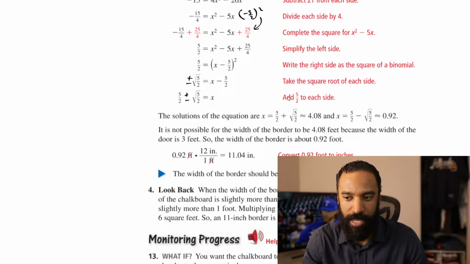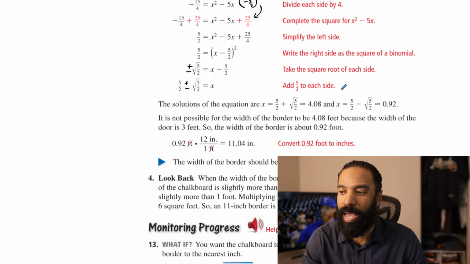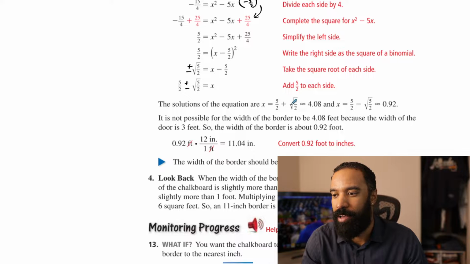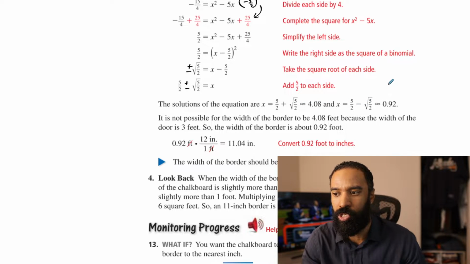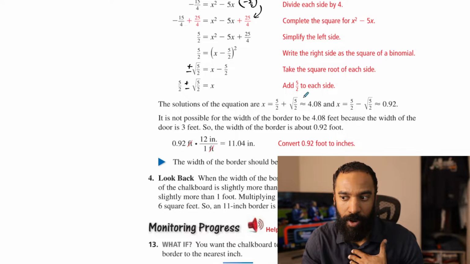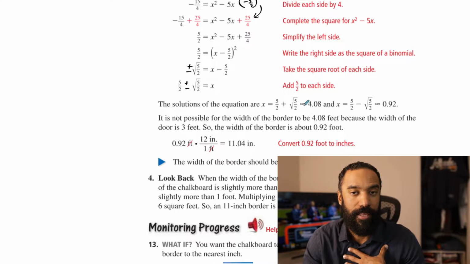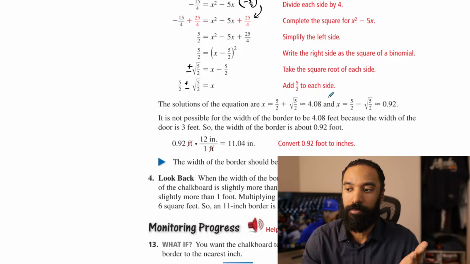Looks like they're not going for the exact answer where you simplify a radical. That's fine. It's a word problem. And we look at the two possible solutions. There's 5 halves plus root 5 halves, which is 4.08, and 5 halves minus root 5 halves, which is 0.92. Interestingly enough, generally the bigger number is the answer that we need. Not in this case, because this answer is not negative.